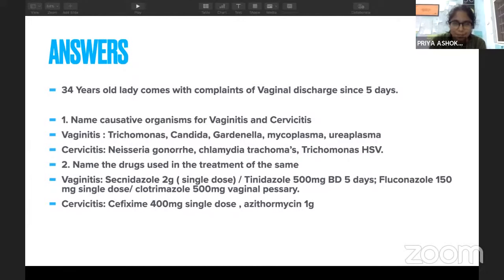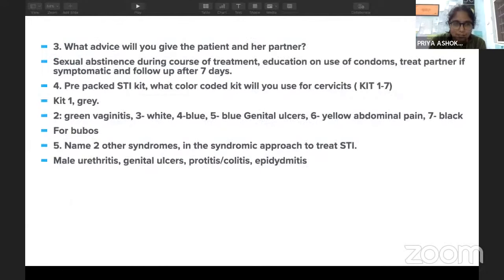So these were the answers anyways. What advice will you give the patient and her partner? Okay, so sexual abstinence, education on the use of condoms, follow up after 7 days, and treat the partner as well. On the kit, you were right, it is kit 1 green. The other kits are white, blue, and a red colored one, which is for genital ulcers. Kit 6 is a yellow colored one for abdominal pain, and kit 7 is for inguinal bubos, which is a black colored one. And other syndromes you could have told about, you told about lower abdominal pain and inguinal bubos.